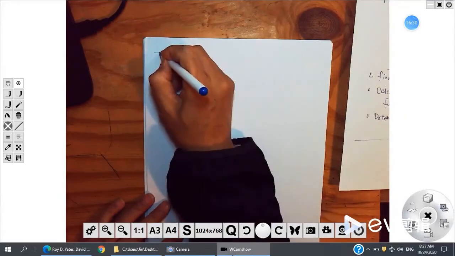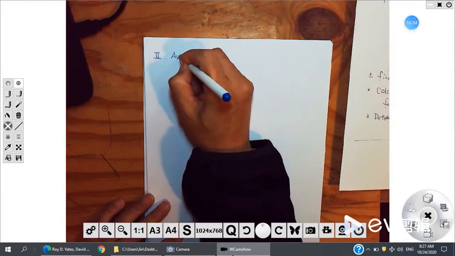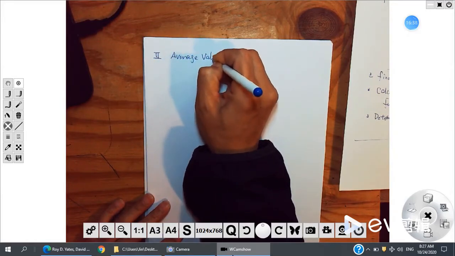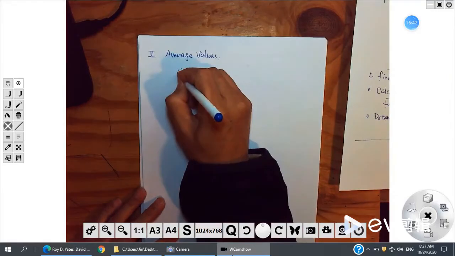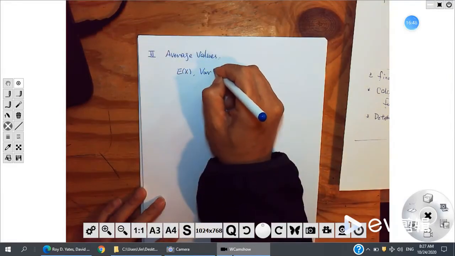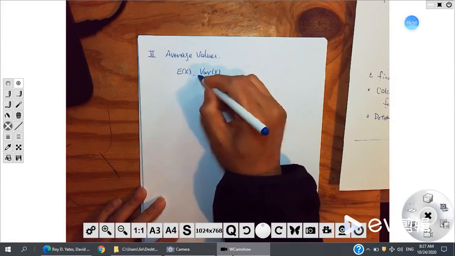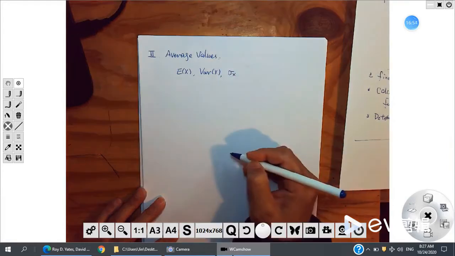Then the second thing, we have some average values. We have the mean of X. We have the variance of X. If we take the square root of it, we have the standard deviation of X. This is for a single random variable.